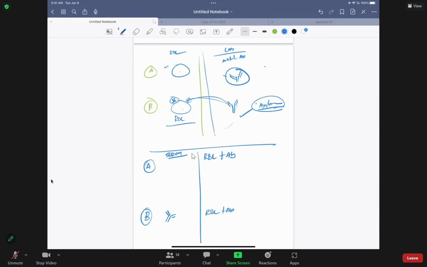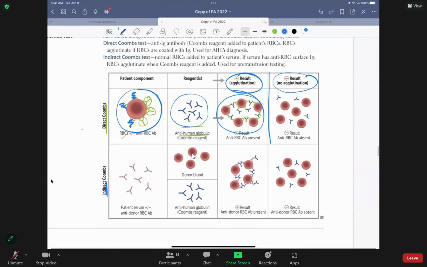Is that clear, folks? Now tell me, A or B, which one will agglutinate? B will agglutinate because they have all three things. In order to get a positive Coombs test, you need three things: red blood cell, patient's antibody, and artificial antibody. So here, B will be agglutinating, A is not.